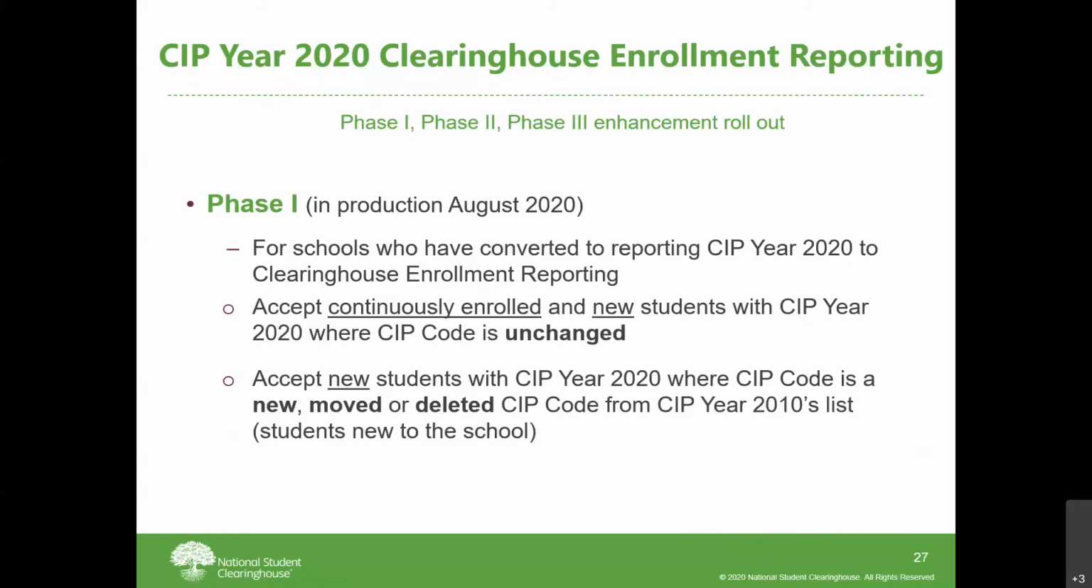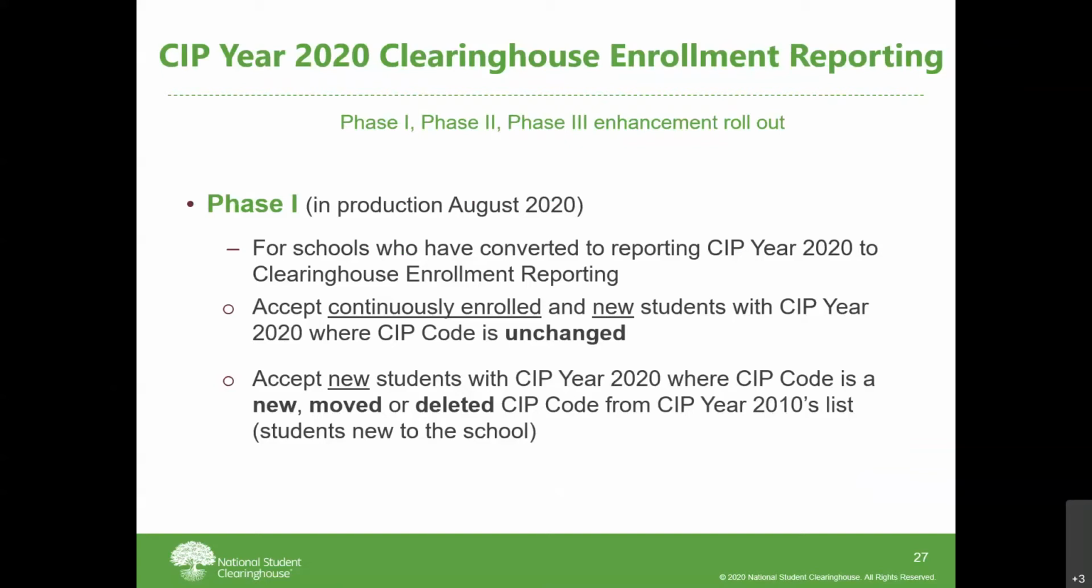So let's talk about Clearinghouse's approach and what this means for your school's enrollment reporting to us. We are doing a phased approach. We are currently in phase one. Phase one is complete as of August. And then there's two phases to roll out, phase two and phase three.